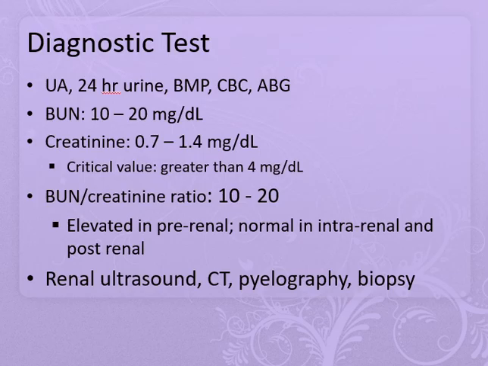In intra-renal failure and post-renal failure, your BUN and creatinine go up at the same time, so your BUN creatinine ratio is normal. And the reason this is important is, remember, pre-renal that's gone on long enough can cause intrarenal failure, and it'll help us determine, is this pre-renal failure or have they fallen over to intrarenal failure. We can also do things like renal ultrasounds, CTs, biopsies, those kinds of things to look at kidney function.